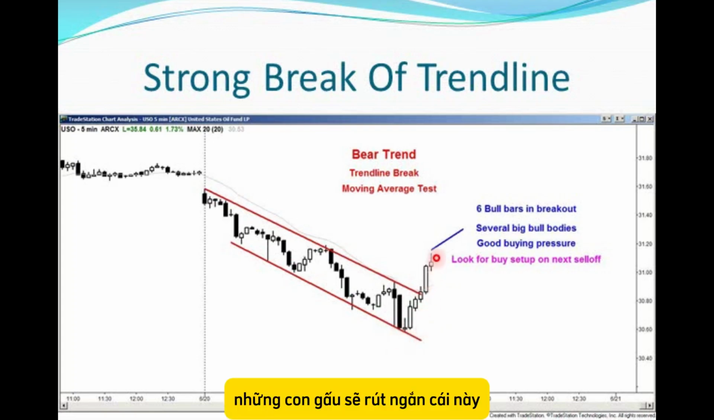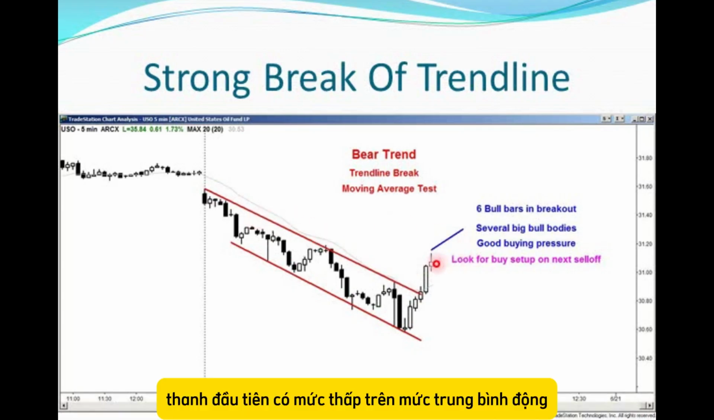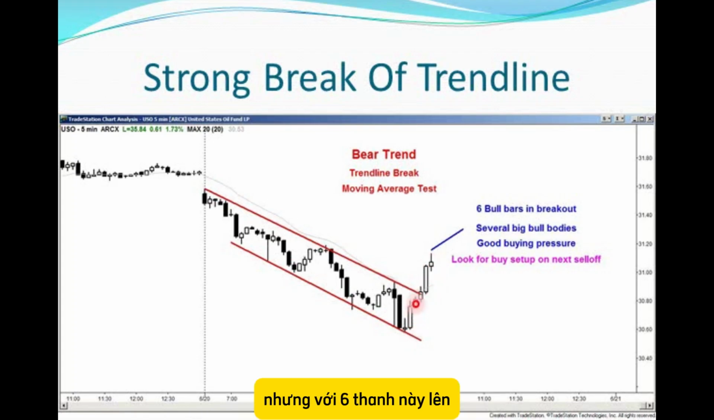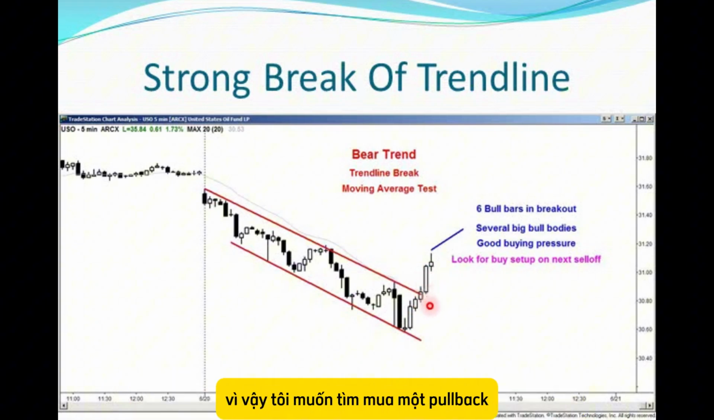The bears, will they short this? It's a gap bar. It's the first gap bar in the bear trend. The first bar with a low above the moving average. And very often that is a good short. But with these 6 bars up, I think the market has switched to always in long. So I'd rather look to buy a pullback.